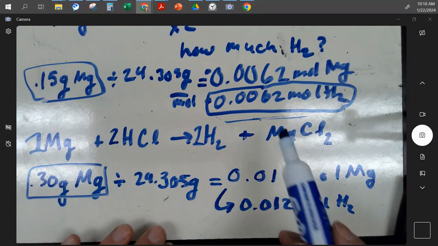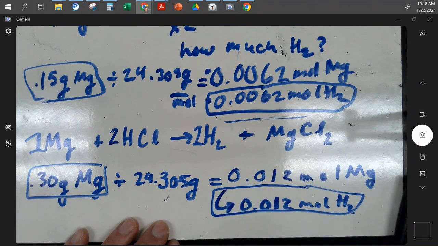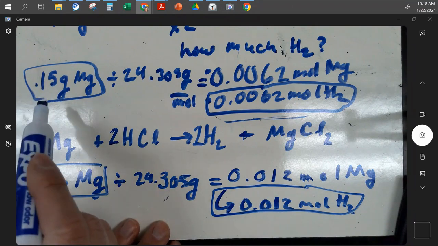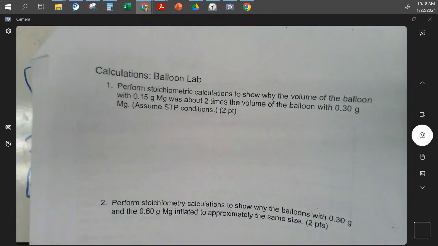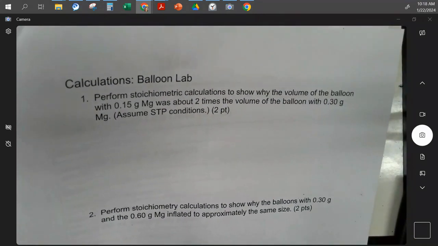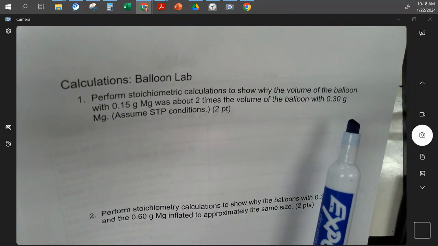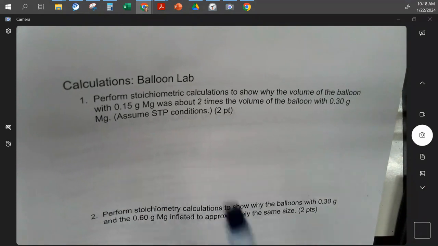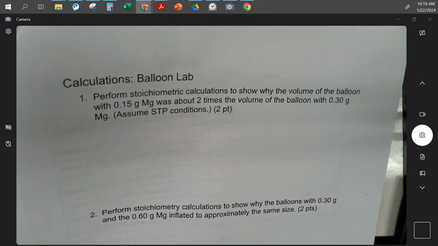Okay, so what do we notice between this number and this number, or your numbers? What are you seeing? If you double the magnesium, what happens to the moles of hydrogen? Also doubles, great. And that's what you're trying to show. Even though this question is worded incorrectly, you should get out double the hydrogen with double the magnesium. And that's what we are seeing from 3 to 4.